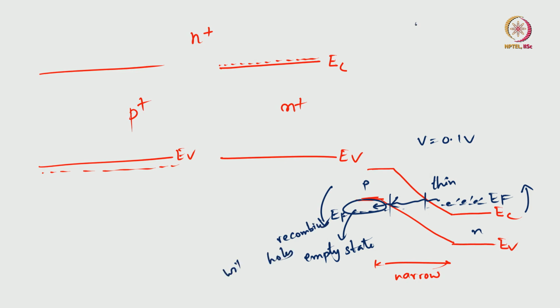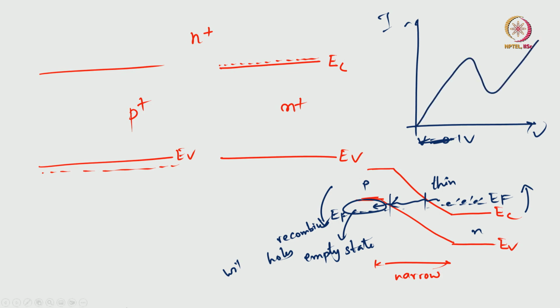So, that current actually is the current that I had drawn. This is your I and this is your V. So, initially it goes like that, correct. So, in this part the current is increasing. This part corresponds to the tunneling current. This is tunneling. It keeps tunneling.